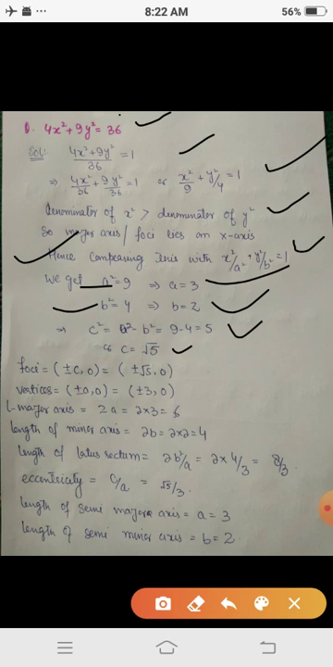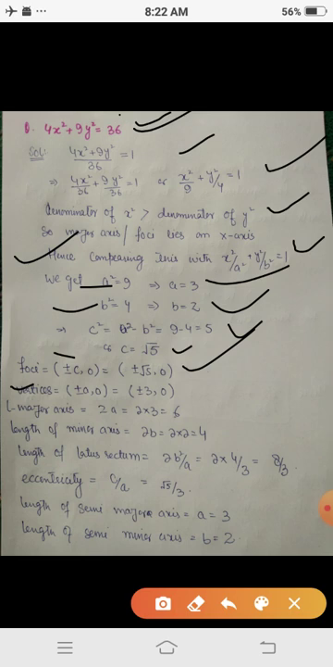So we know a, we know b, we know c. So we will find the foci. Now the foci of the ellipse x square upon a square plus y square upon b square equals 1 have coordinates plus minus c, 0. Here c is root 5, which implies that the foci of this ellipse 4x square plus 9y square equals 36 are plus minus root 5, 0. Now the vertices of this ellipse are plus minus a, 0, implies plus minus 3, 0, because a is 3.